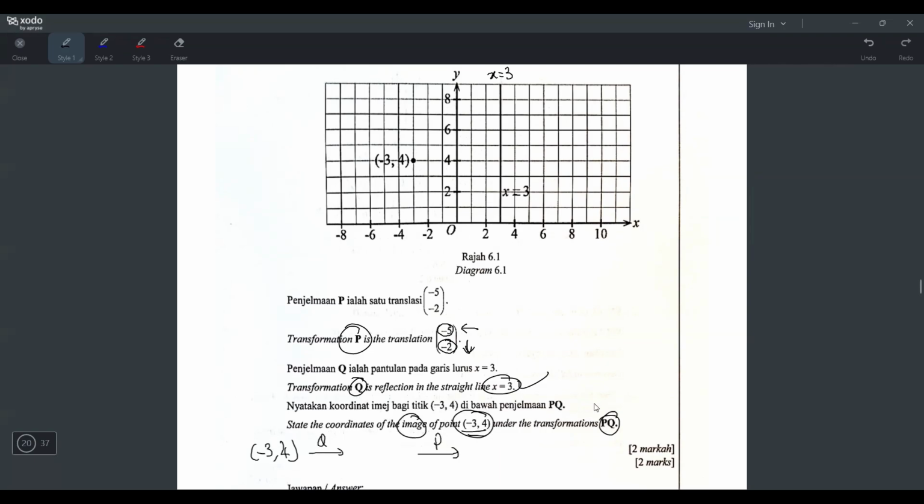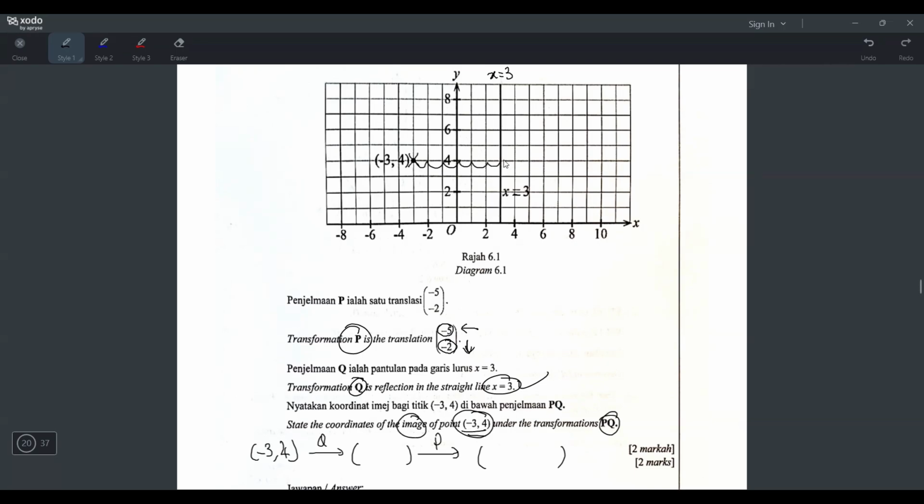Yeah, it's always like that. You have to do the one at the back first, right? So Q followed by P, and then we have to write our answer here. Let's find -3, 4 and do transformation Q first. Q is reflection in the straight line x equals 3. When we reflect, we have to count how many units until we reach the line. So 1, 2, 3, 4, 5, 6. 6 units until you reach the reflection line.